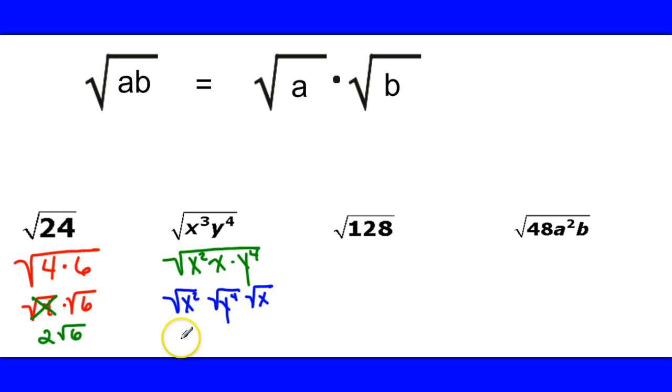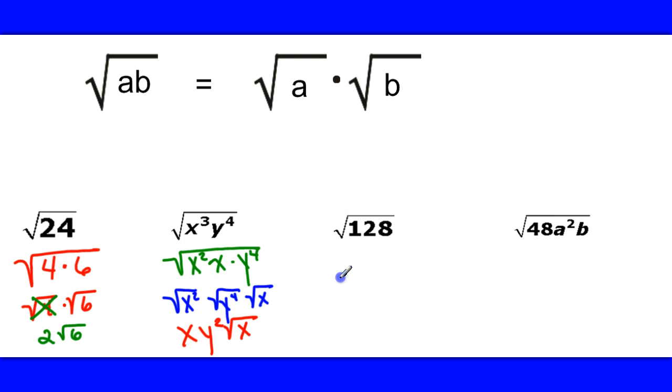What is the square root of x squared? X. What is the square root of y to the 4th? Y squared. There is no square root of x, so it remains underneath the radical sign. Okay? Now, sometimes when you do this, you may not see the bigger square root right at once.